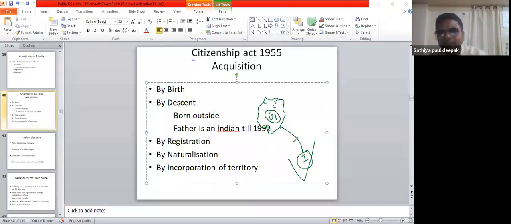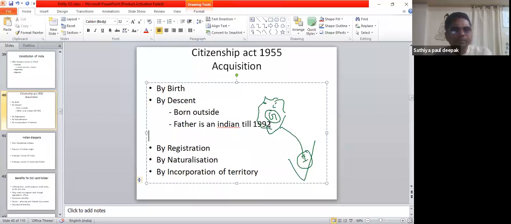But it is discriminatory, right? Discrimination between men and women. So we changed the law in 1992 and said that any child which is born outside India will be getting Indian citizenship, provided either of the parents is Indian.